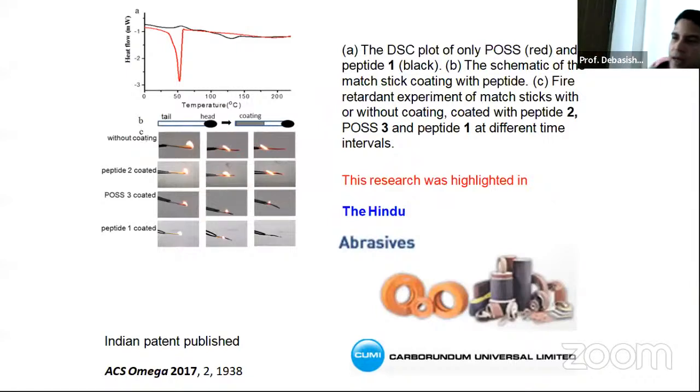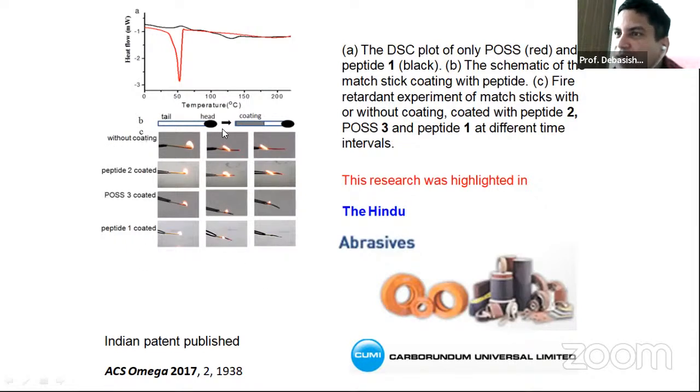And finally, we have used that material to resist fire. It is known that the polyoxosilicon POS material can repel fire, retard fire. But when we make that hybrid compound, it's actually diffusing fire. It's stopping fire. So how does it work? We have done a very simple experiment. This is a matchstick. We have coated half of the matchstick with our hybrid compound, and then we have done this experiment.